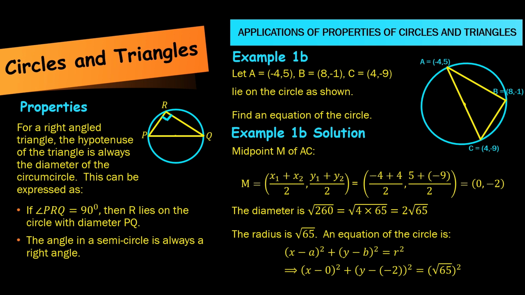And therefore an equation of the circle is (x minus a) all squared plus (y minus b) all squared equals r squared, which in our example is (x minus 0) all squared plus (y minus -2) all squared, which equals root 65 squared. And tidying up, this gives us x squared plus (y plus 2) all squared equals 65.